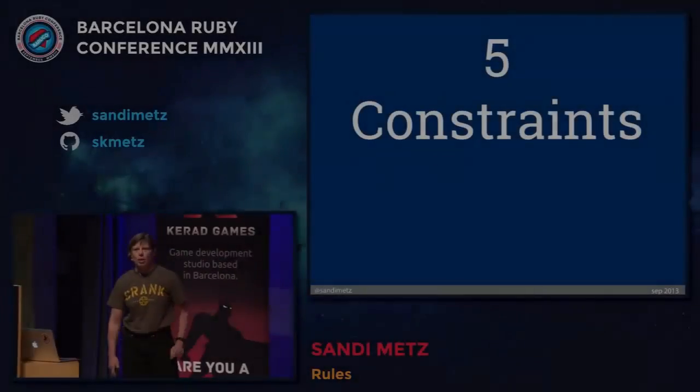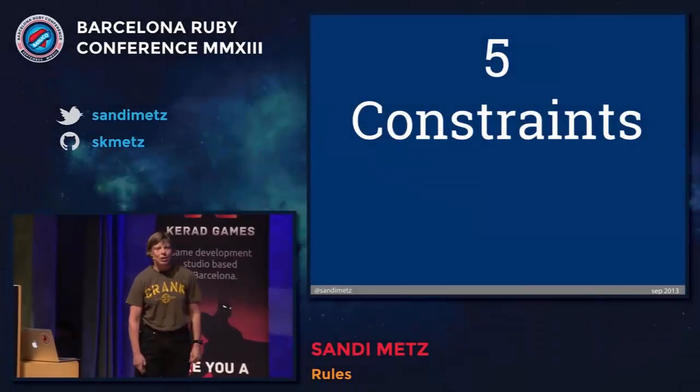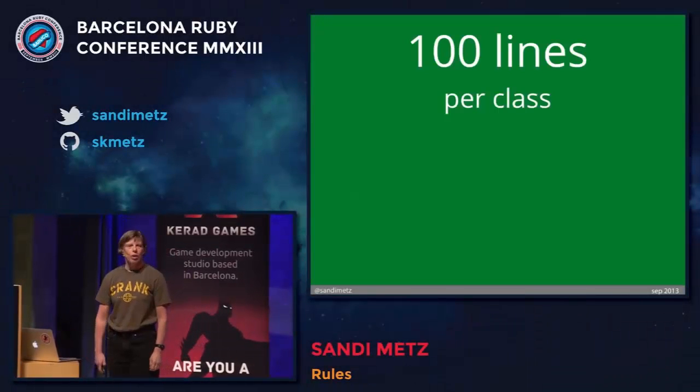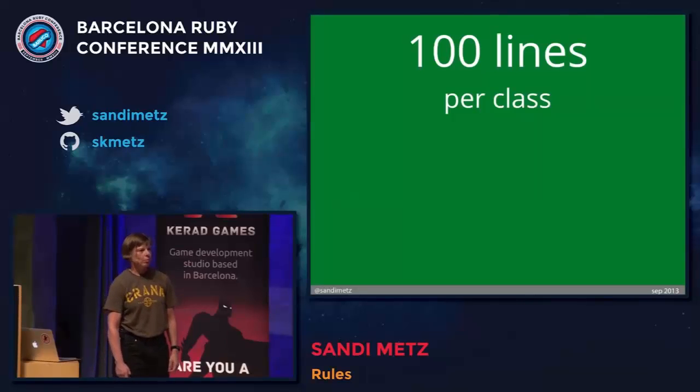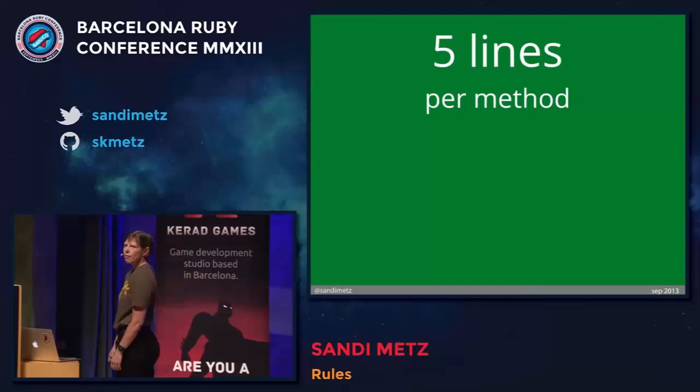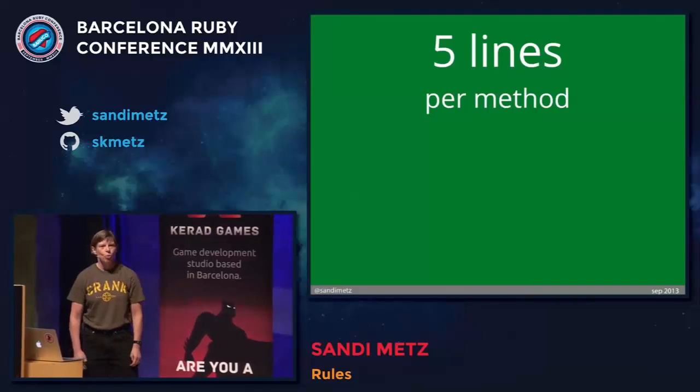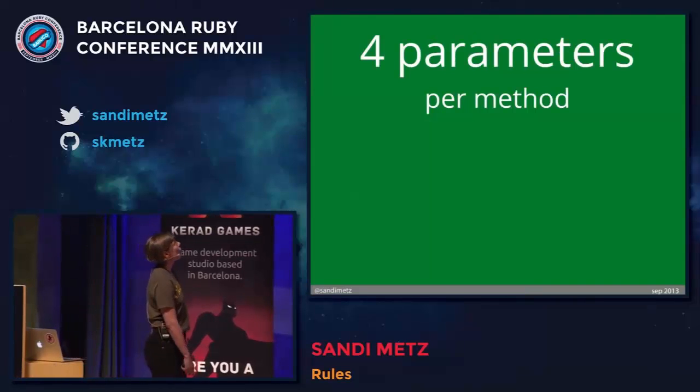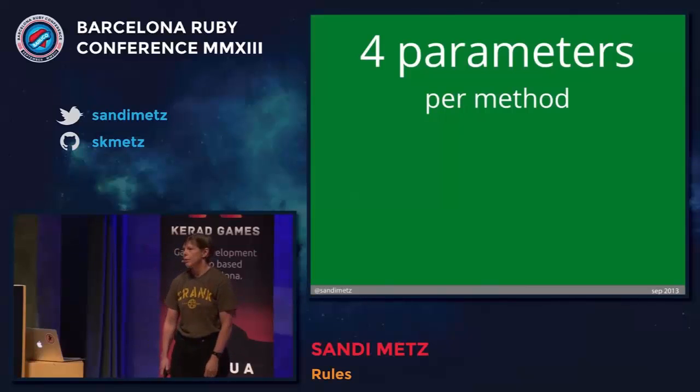My first rule when writing object-oriented code is that a class may contain no more than 100 lines of code. The second rule is that a method may contain no more than 5. And the third rule is that you may pass no more than 4 parameters to a method.